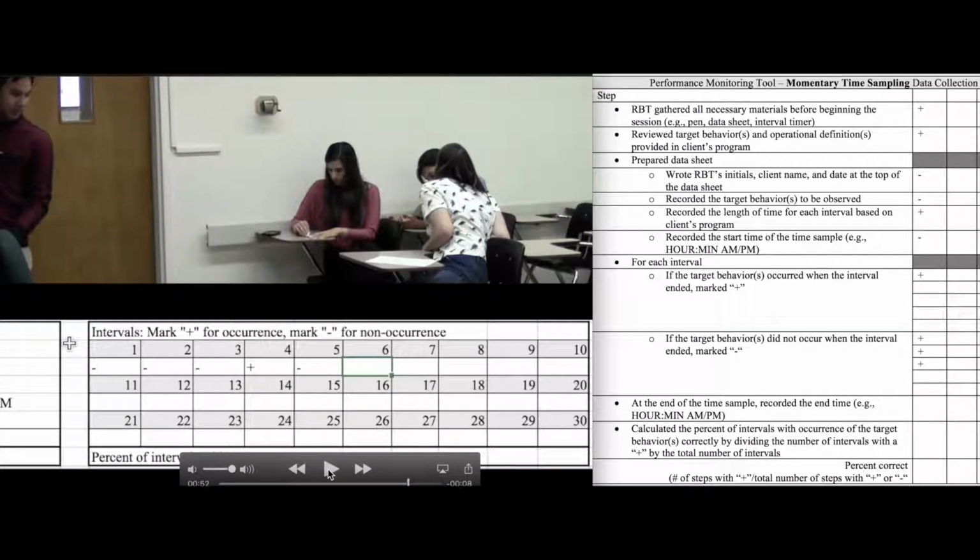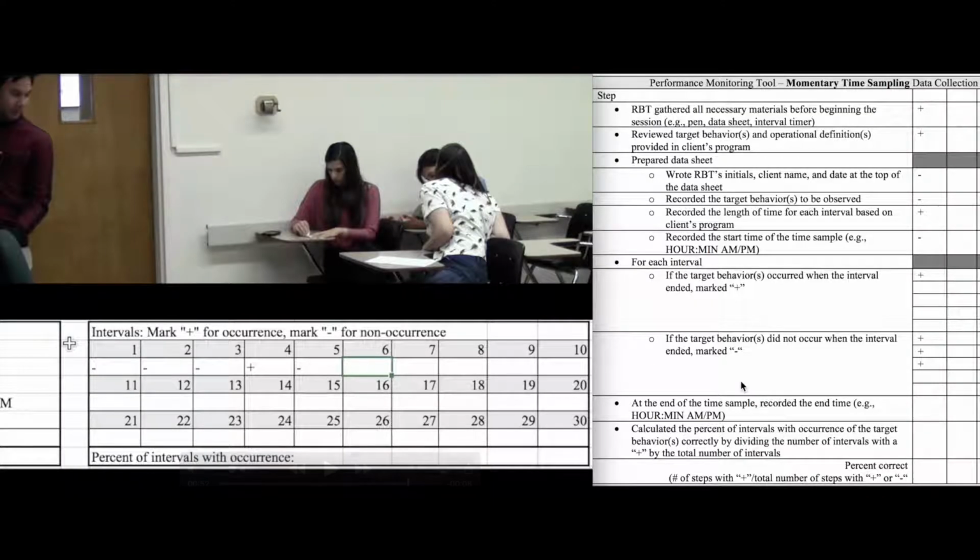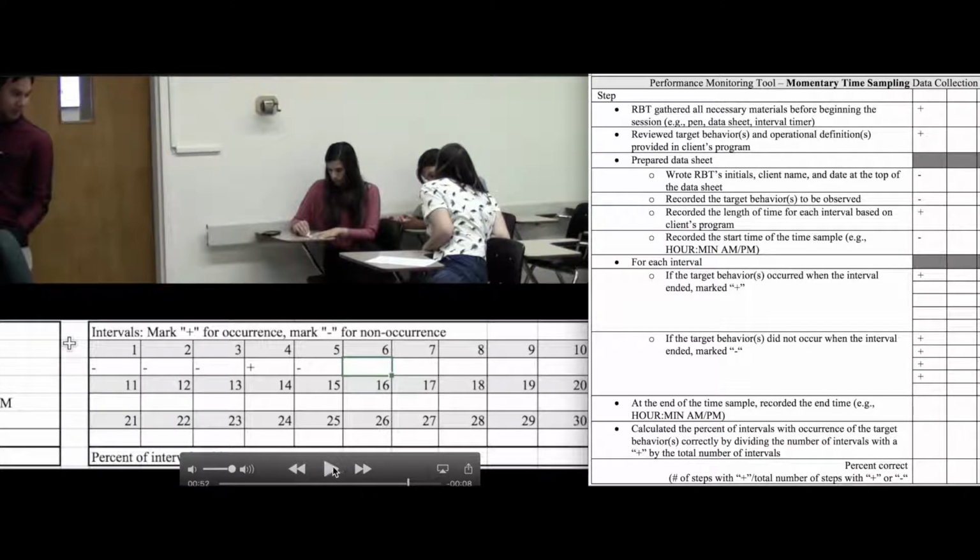All right, very nice. At the end of that interval, when the timer went off, the client was not attending, and so she got a minus on the data sheet. So on our PMT, once again, we're going to give Lance a plus for correctly taking data. We have one more interval to watch.